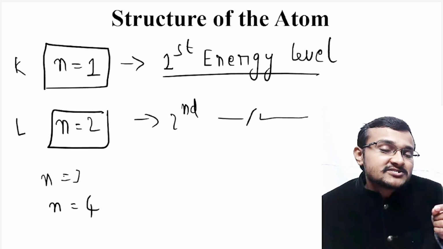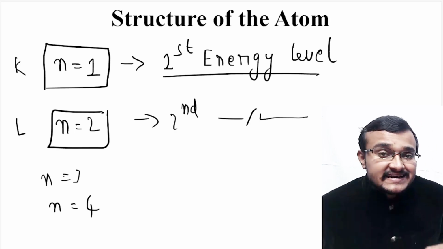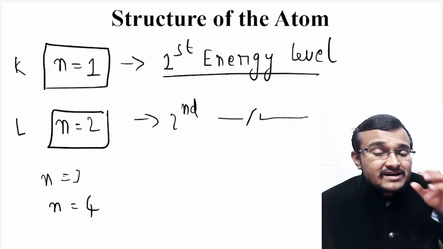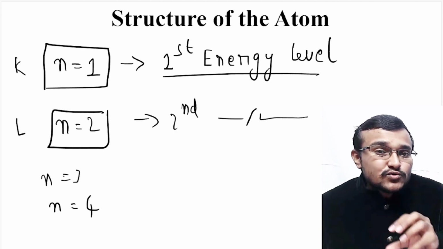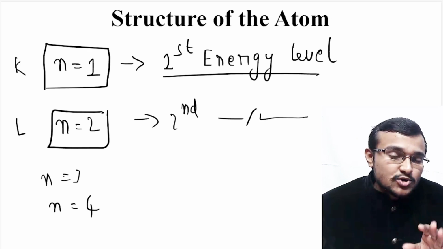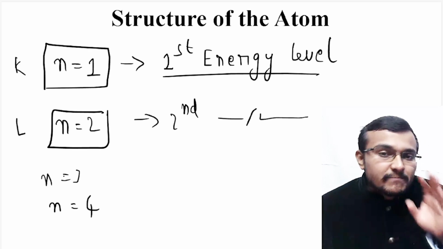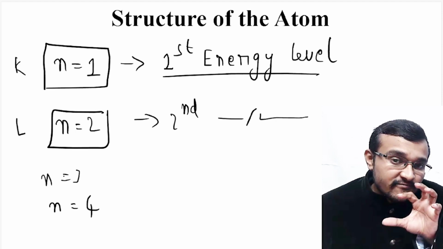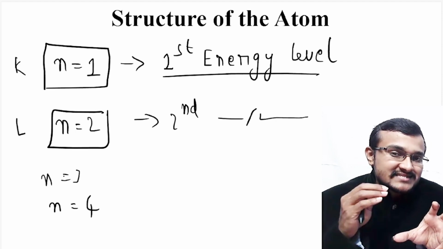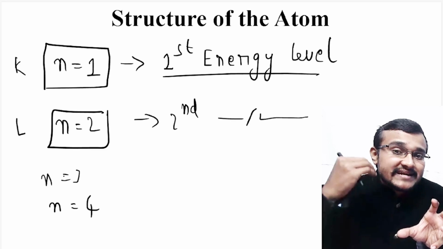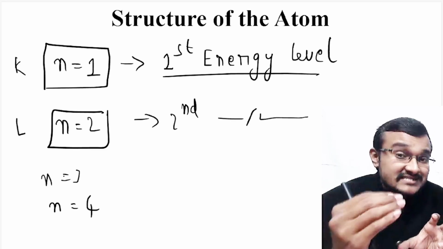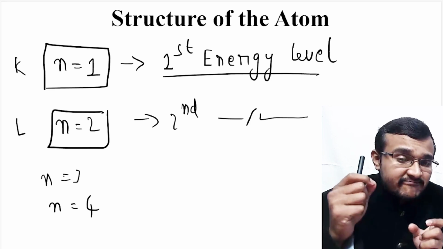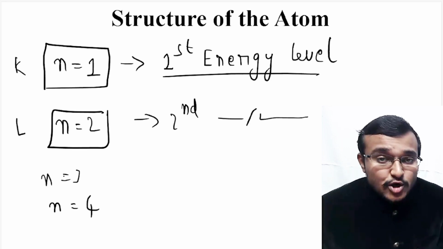So the first orbit is known as K and the second orbit is known as L, and it goes on like that. So here the electrons cannot move in all permitted orbits. Only when the first energy level is fulfilled can the next electrons occupy the next energy level, or the next discrete orbits, or the next allowed orbits. So this is actually the first postulate of Bohr's atomic model.